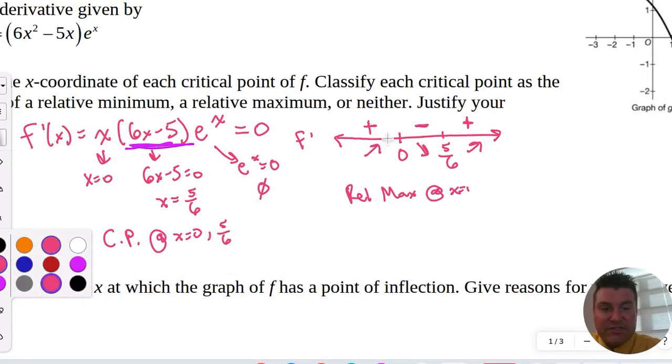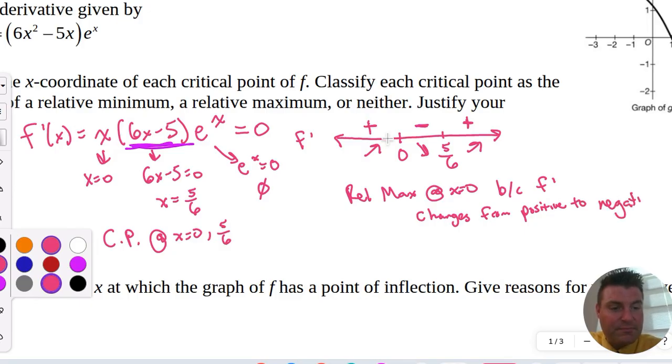So I'm going to have a relative max at x equals 0 because f prime changes from positive to negative. Make sure you write it out as well. It's a good habit to get into.